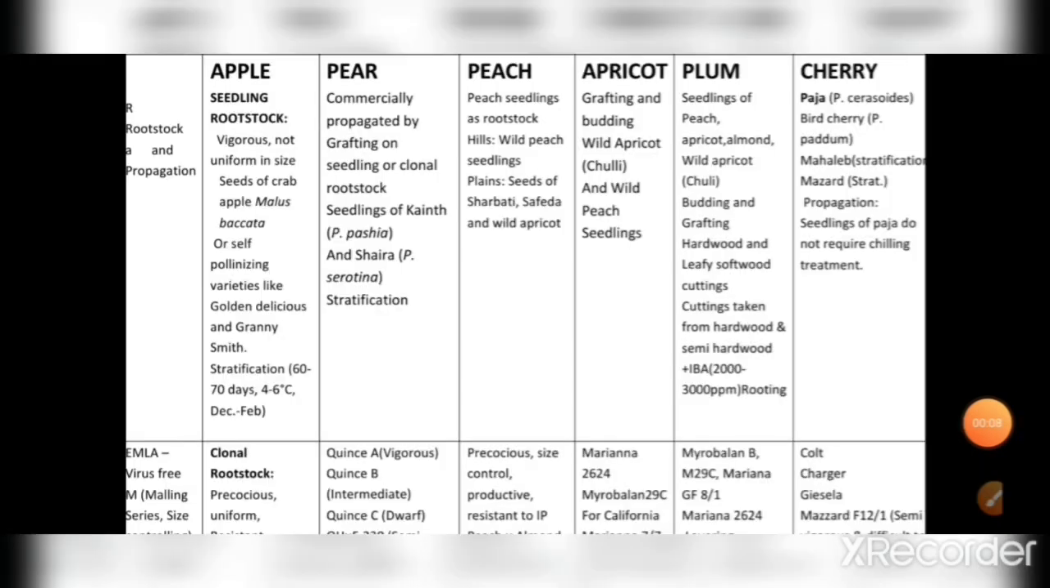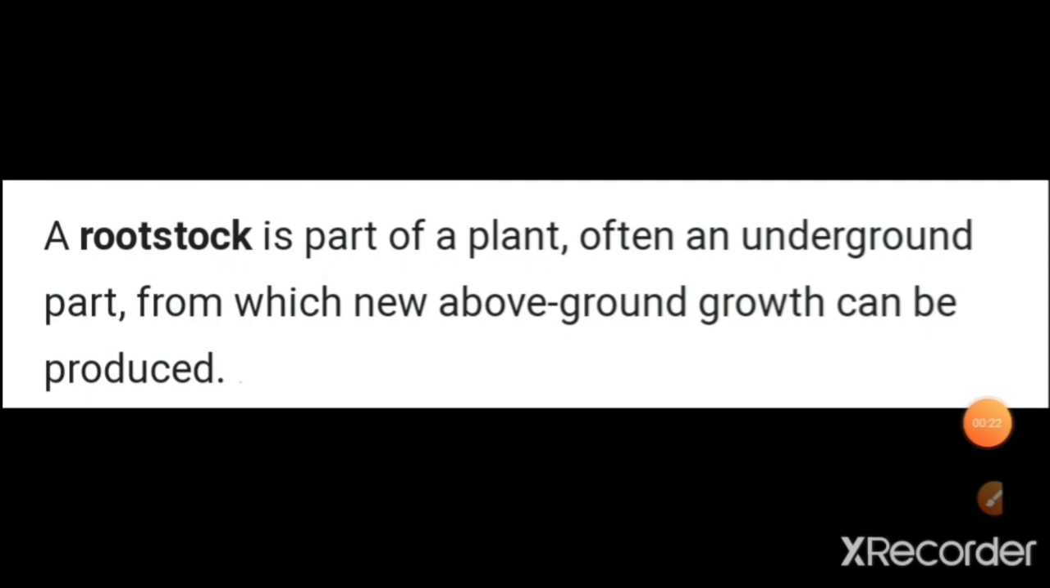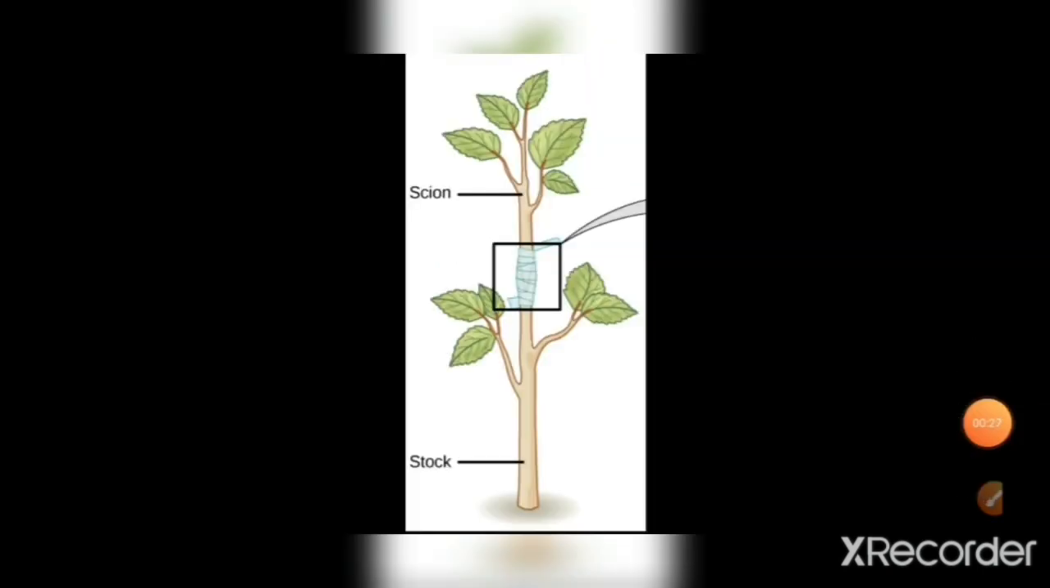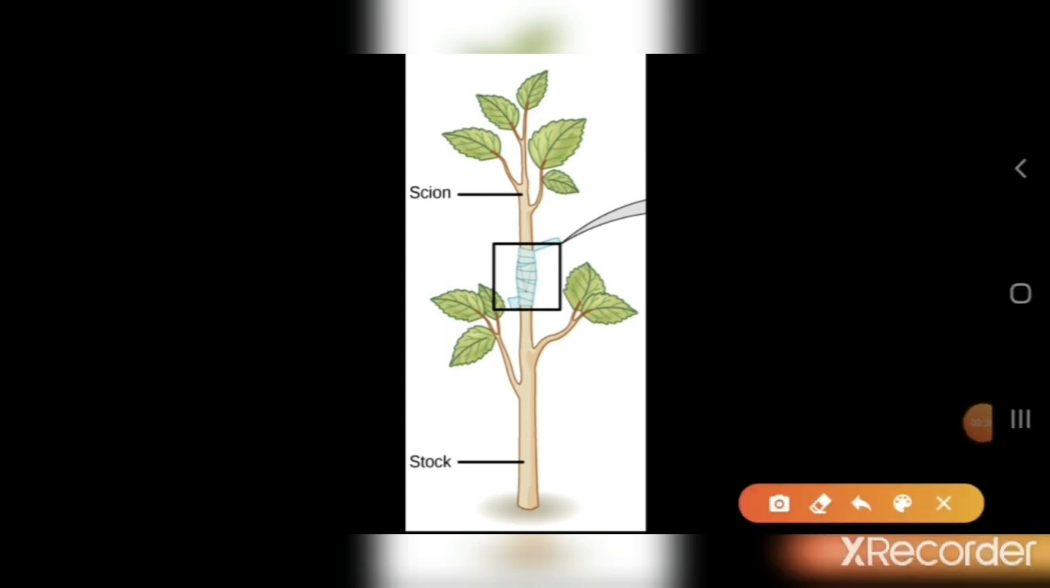So first, before starting with seedling rootstocks and clonal rootstocks, that is rootstock and propagation of these temperate crops, we need to know what is rootstock and propagation. Rootstock is a part of a plant, often the underground part, from which new above ground growth can be produced. So this is a grafted plant, and here you can see the underground part is known as rootstock, which consists of a well-developed root system to which a bud from another plant is grafted, and the above portion is the scion.